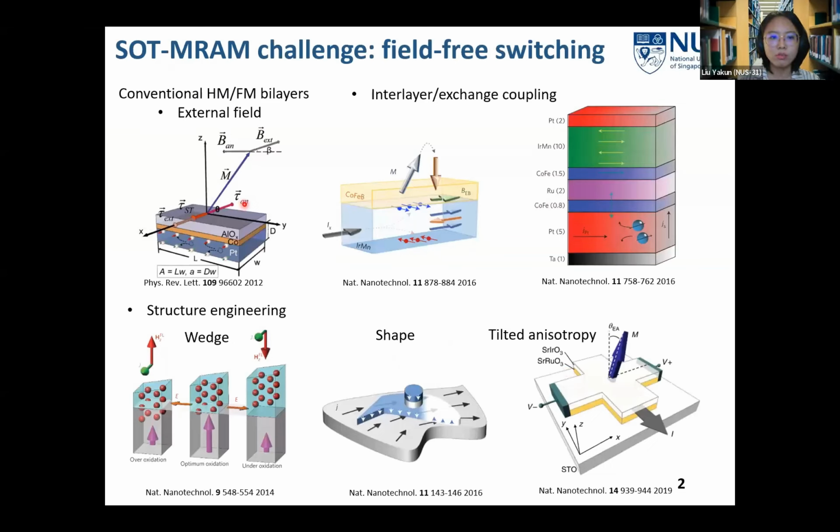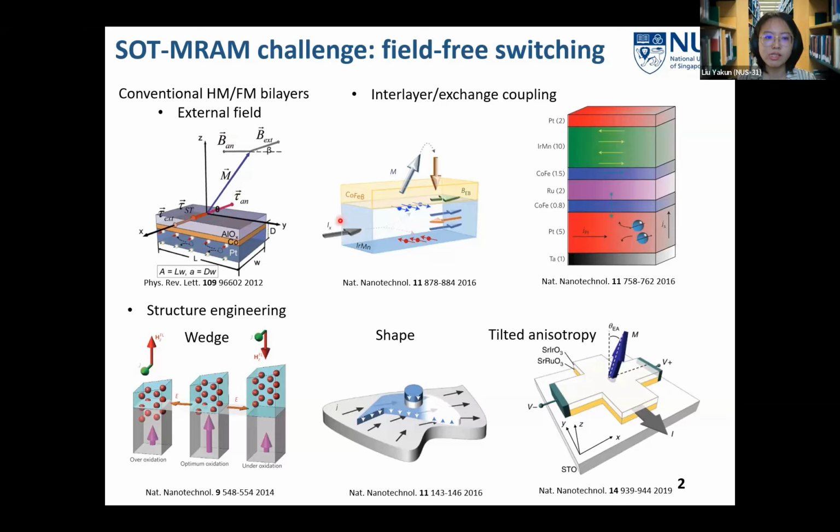So we know that the spin-orbit torque-driven magnetization switching could be used to create efficient spintronics memory devices. However, the switching mechanism has its intrinsic limitation. For example, for the conventional heavy metal and ferromagnetic bilayers, an external magnetic field is necessarily applied to be collinearly parallel to the current direction. Only in this way, the PMA switching can be realized.